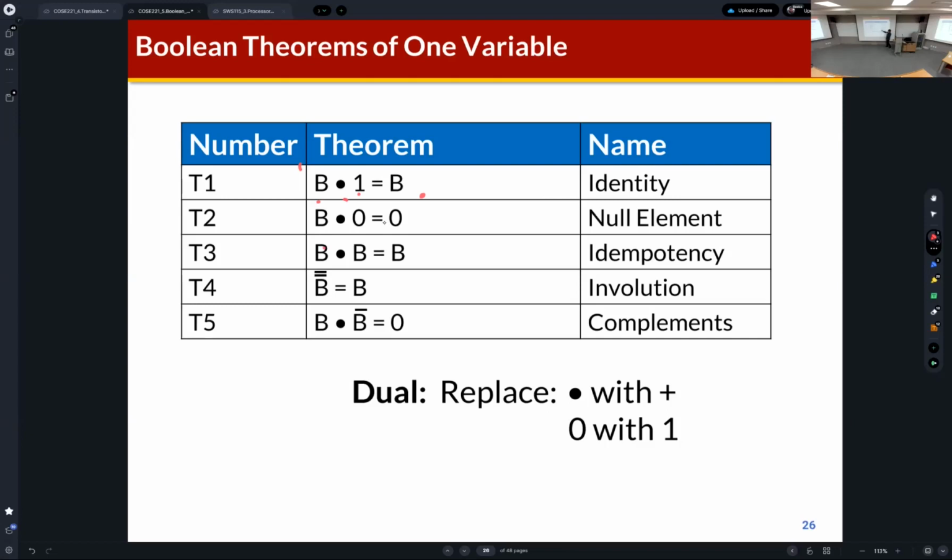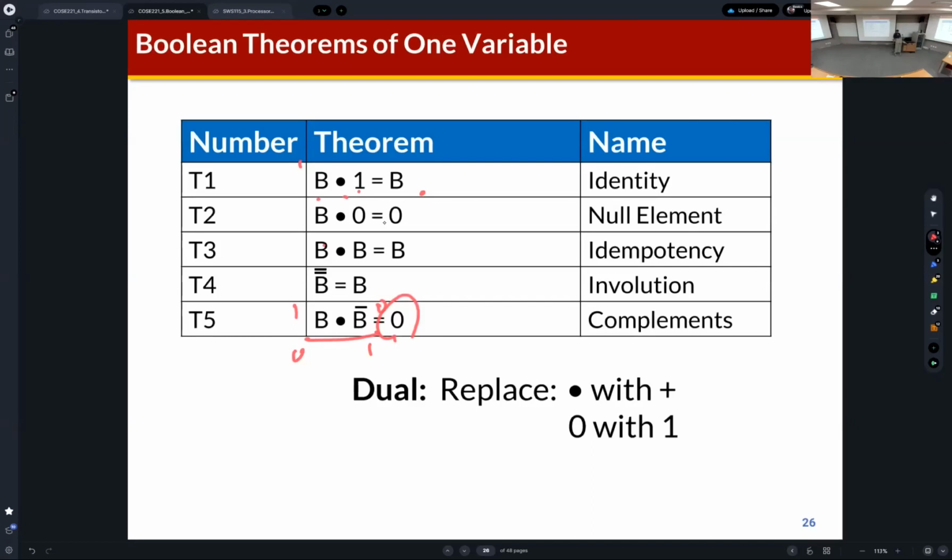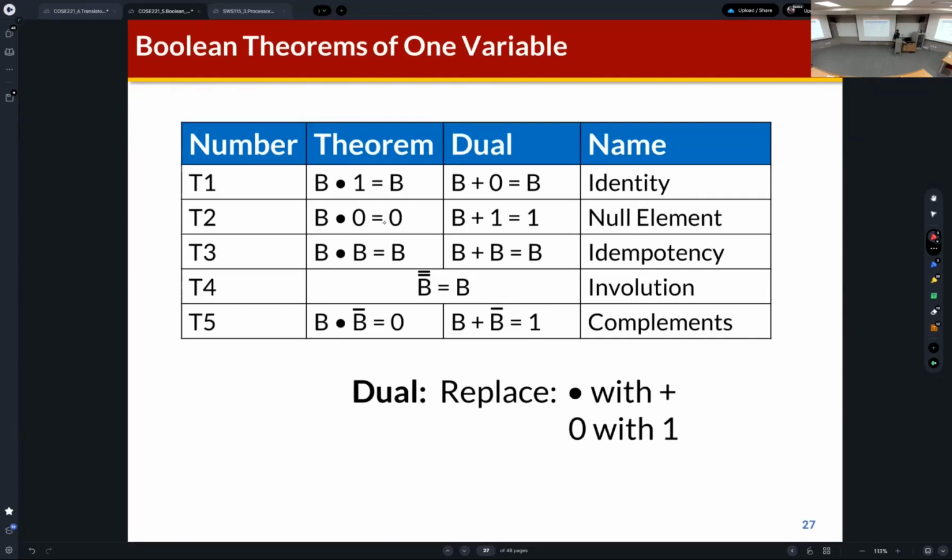And then the inverse of the inverse is the same. So it's B bar, and the inversion of B bar is B, okay? And then B and B bar equal 0. It's also obvious, which means if this is 1, then this will be 0, and this will be 1. So 1 and 0 equal 0. This is the complement.